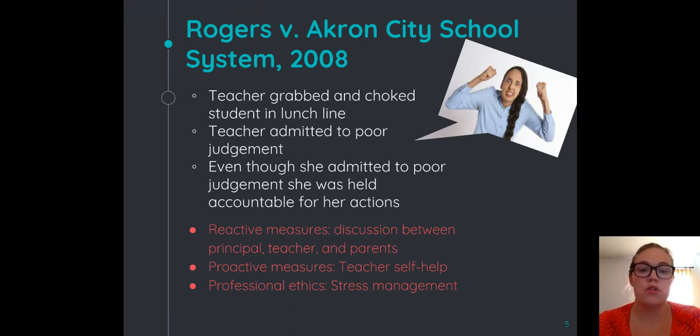So reactive measures would be having a discussion with everybody between principals, teachers, parents. We actually had a case, something kind of similar to this year in our school. We had a bus driver who actually grabbed a student, and the parents were upset. So they had a whole meeting with the parents, the superintendent, the bus driver, and the transportation director. She was also there as well.